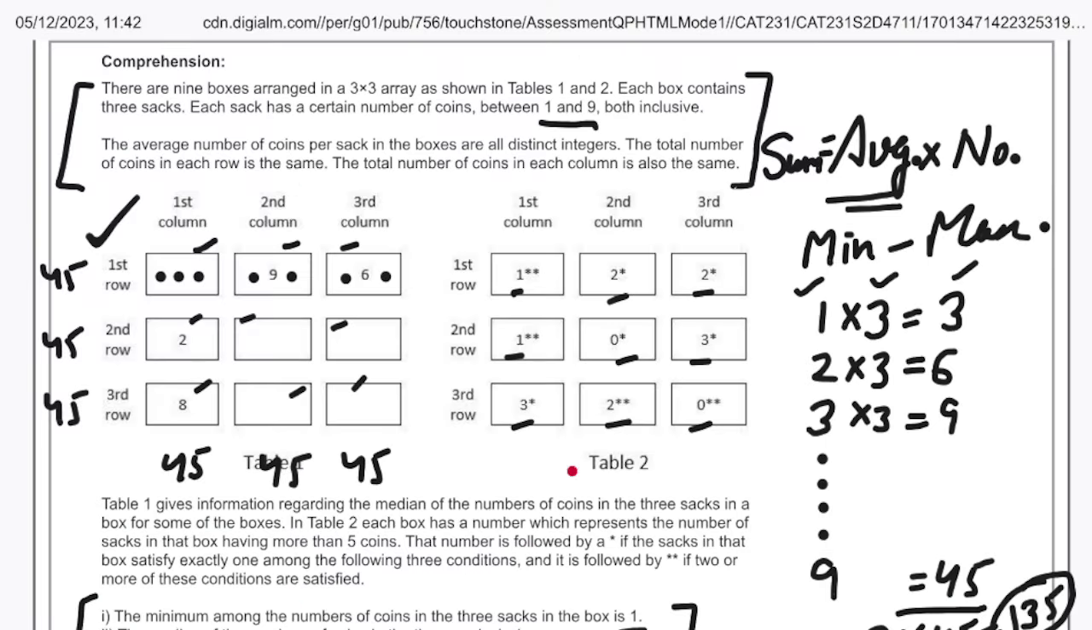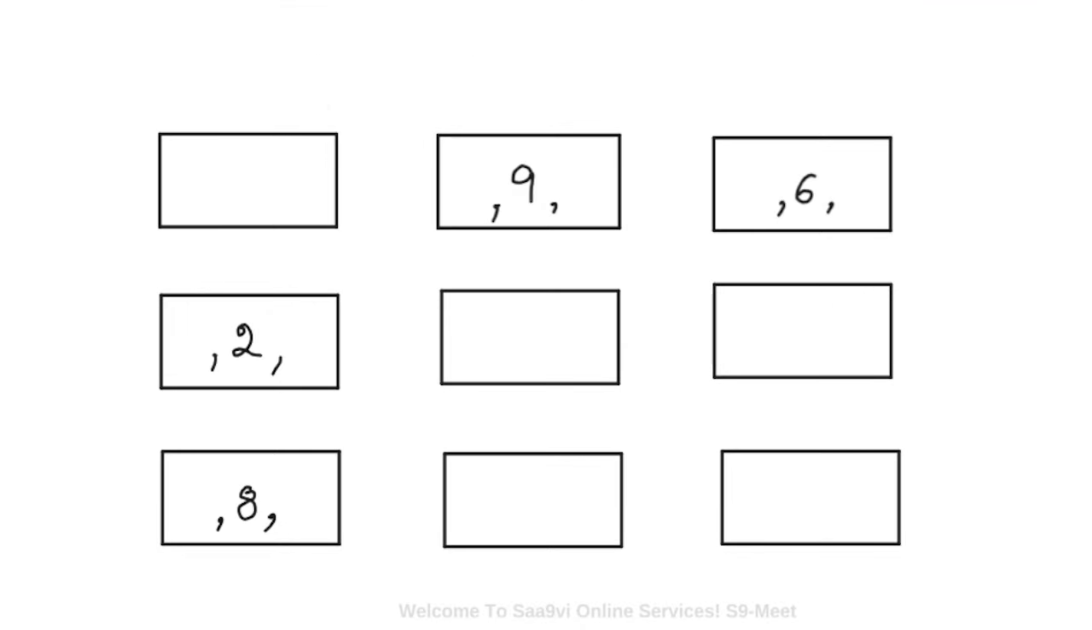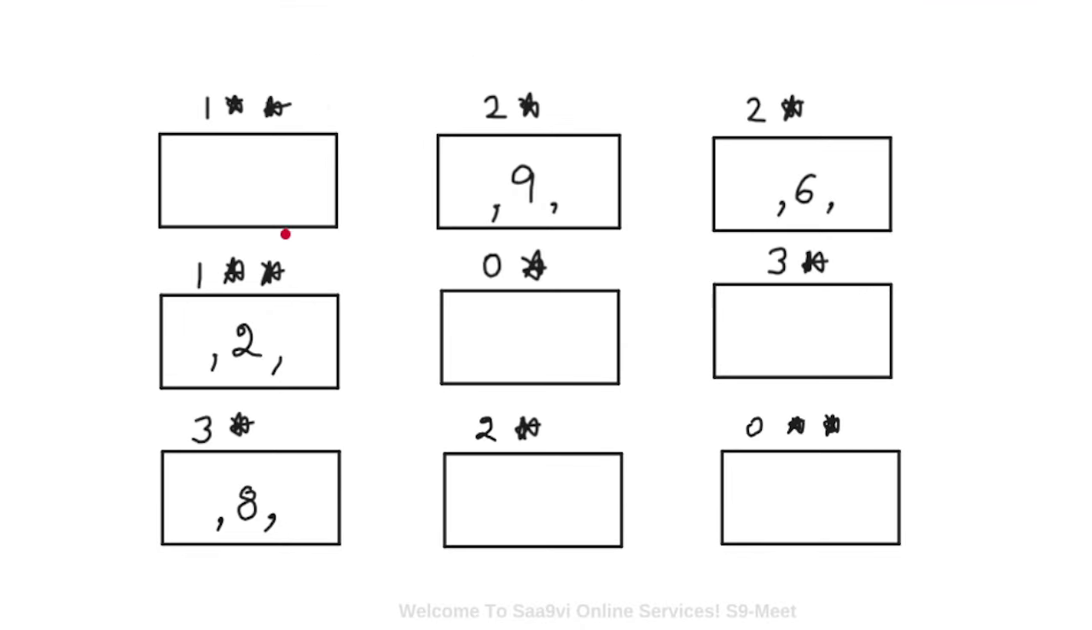We have the information in table 2, the number of sacks with 1, 2, 2, 1, 0, 0, 3, 3, 2, 0 and the stars. Let's make them also now. It will be easy to understand. This is as per the second table we have now drawn. And the three conditions, of course, the minimum they said has to be 1.